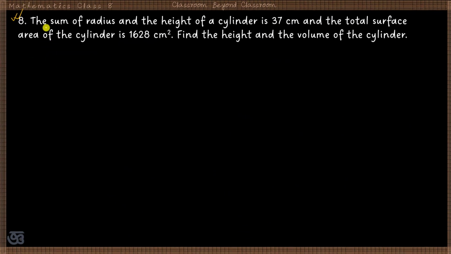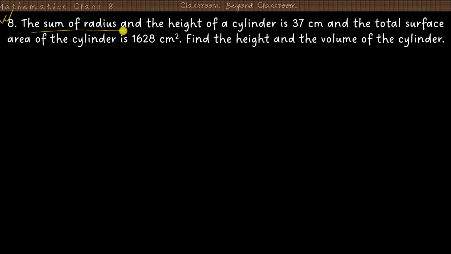Now question number 8. The sum of radius and the height of a cylinder is 37 centimeter and the total surface area of the cylinder is 1628 centimeter square. Find the height and the volume of the cylinder.